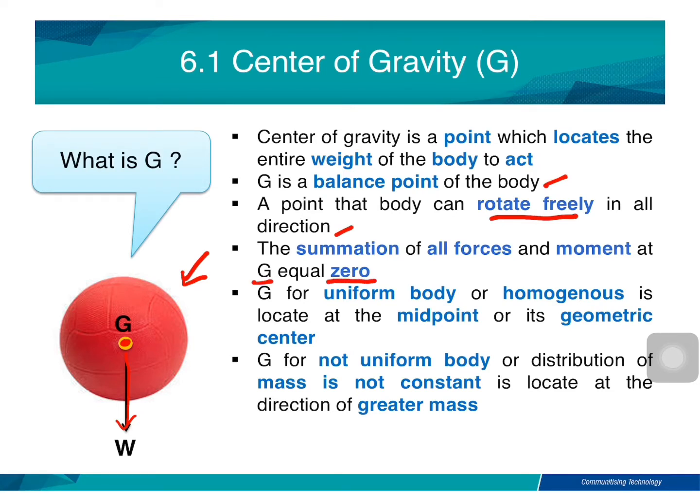The center of gravity for a uniform or homogeneous body is located at the midpoint or its geometric center. And the last one, for a non-uniform body, where the distribution of mass is not constant, the center of gravity is located toward the greater mass. So that is what the center of gravity is about.